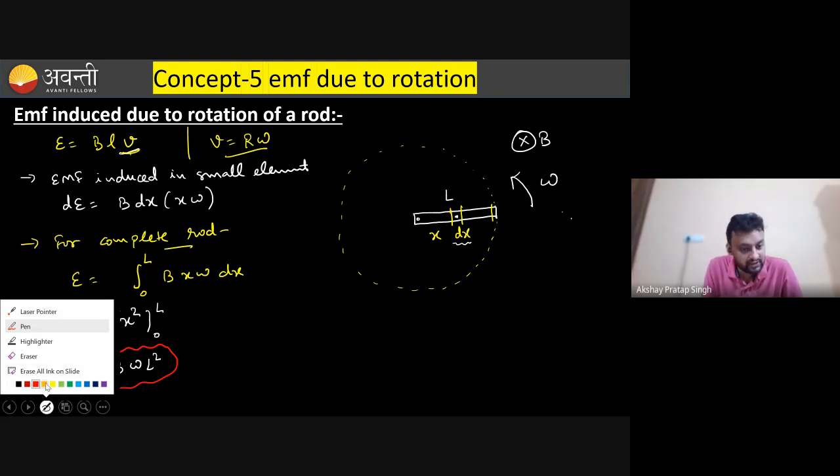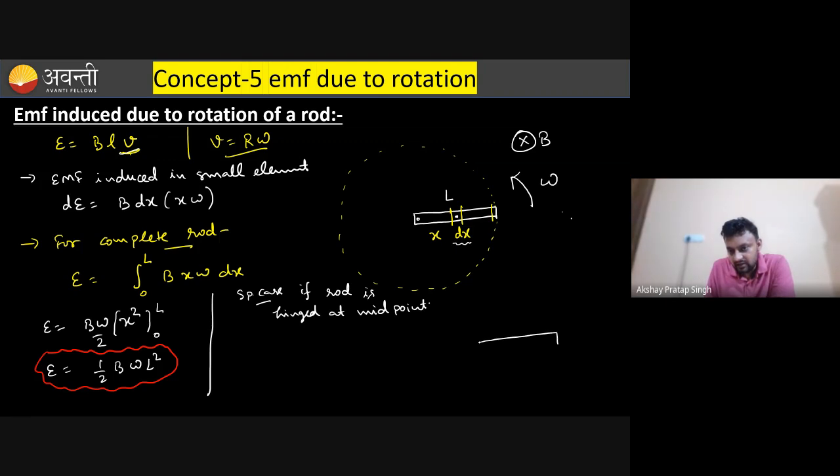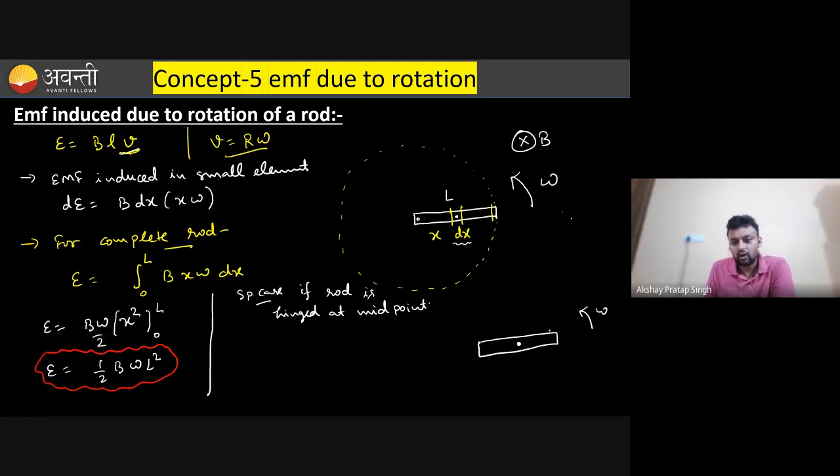The examiner may ask you, what if, or you can say special case, if the rod is hinged at the midpoint. If the rod is hinged at the midpoint, then how will it look? You can feel that this is the rod. It is hinged at the midpoint. Now it is given some velocity omega. Now what will be its path? Or what will be its radius?